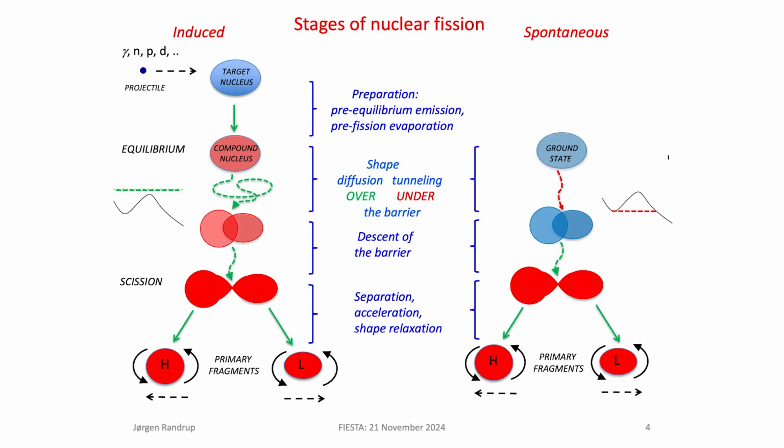You could also have spontaneous fission. There the beginning is simpler, you don't have to do anything but wait, and then the nucleus from its ground state tunnels through the barrier and then proceeds in a similar way in some diffusive manner down to the scission, and the system splits. Here there is still a lot of work to do. There is some progress, but I think we understand much better what is going on over here.